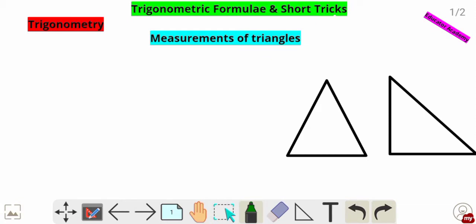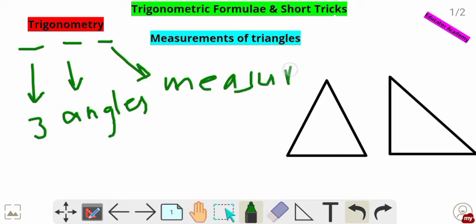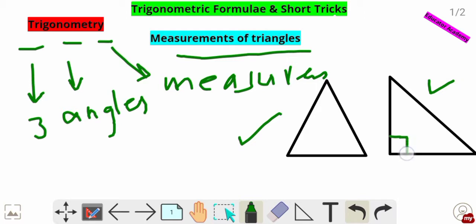So guys, trigonometry is derived from three Greek words: tri means three, gono means angles, and metro means measurements. So trigonometry means measurements of triangles. Triangles may be like this and maybe like this. It's making a 90 degree angle while it's making a 60 degree angle.